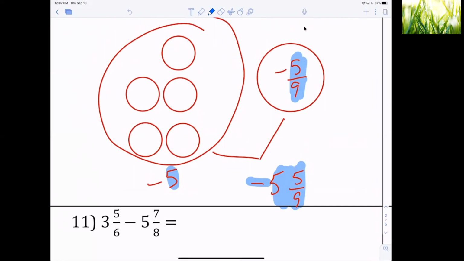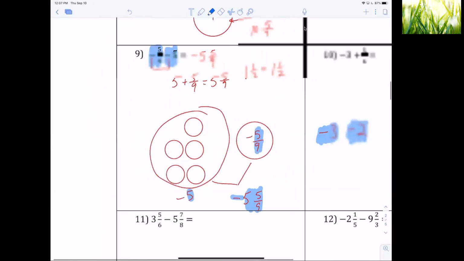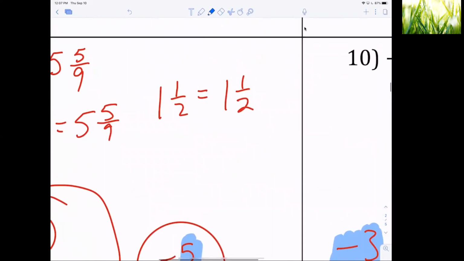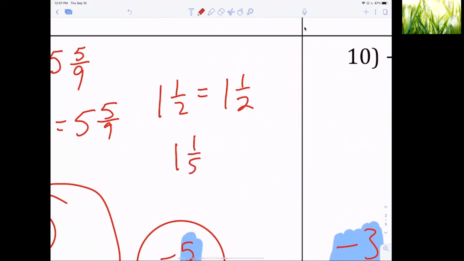What if it was like 1 and 1 over 5? 1 and 1 over 5 means 1 plus 1/5. Okay. You know that? Right? Now again, I'm really trying to make sure you understand fractions.